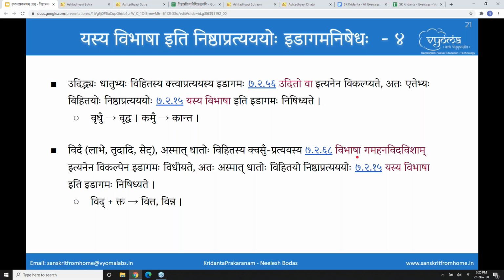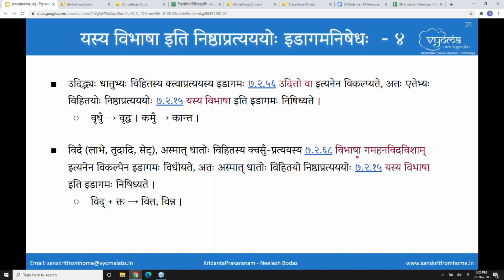So that's what I told somebody last week over the email. This is a very important mantra that you should understand. If the anit property blocks the idagama, then you don't have to worry about any other specific sutras. First of all, think if the dhatu is anit, then immediately block the idagama unless it is specifically brought in by one of those special cases.